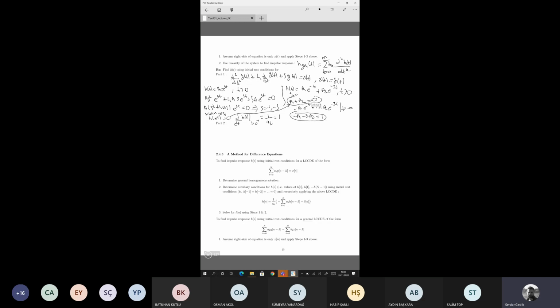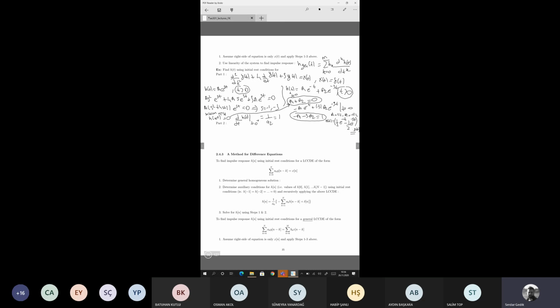This is my first equation. By using those two, of course, I can find a1 and a2. It turns out that a1 is 1 over 2 and a2 is minus 1 over 2. And h of t is simply 1 over 2 e to the power minus t minus 1 over 2 e to the power minus 3t times u of t. Never forget this u of t here, because this is our assumption, this is our case here.